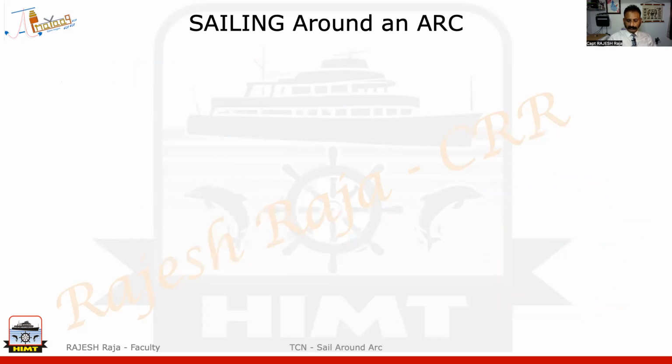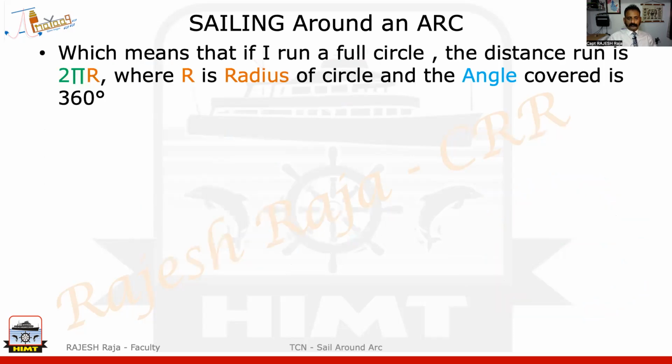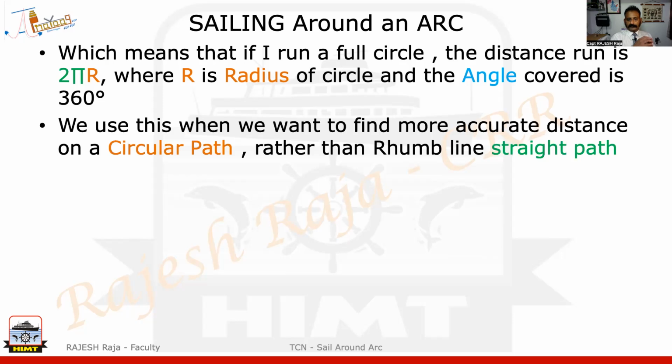I'm going to use this method to calculate when sailing around an arc. So I have just clearly given here that if I run around the full circle, the distance I cover is 2 pi r, 2 pi radius, and the angle which I subtend is 360 degrees. That means I can use this as a ratio, and that is what I'm going to do. So let us proceed with an example, and then we can understand better.